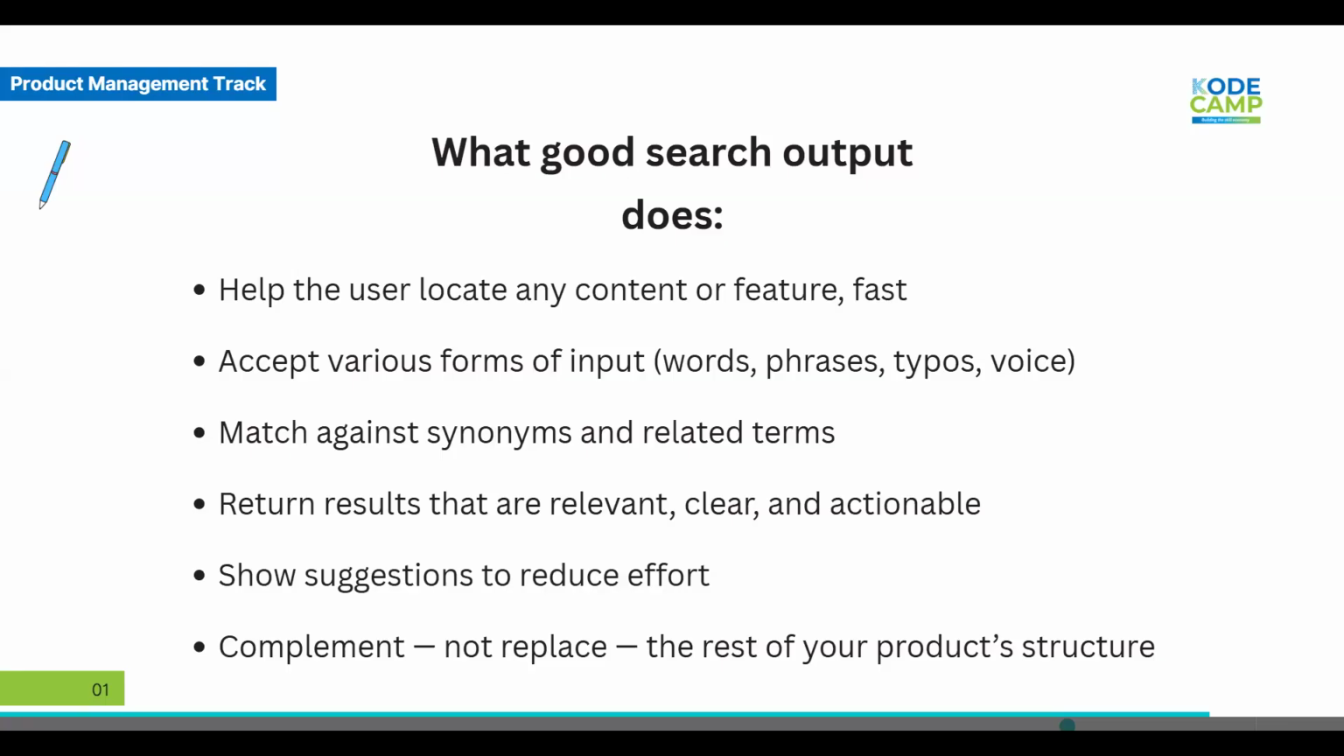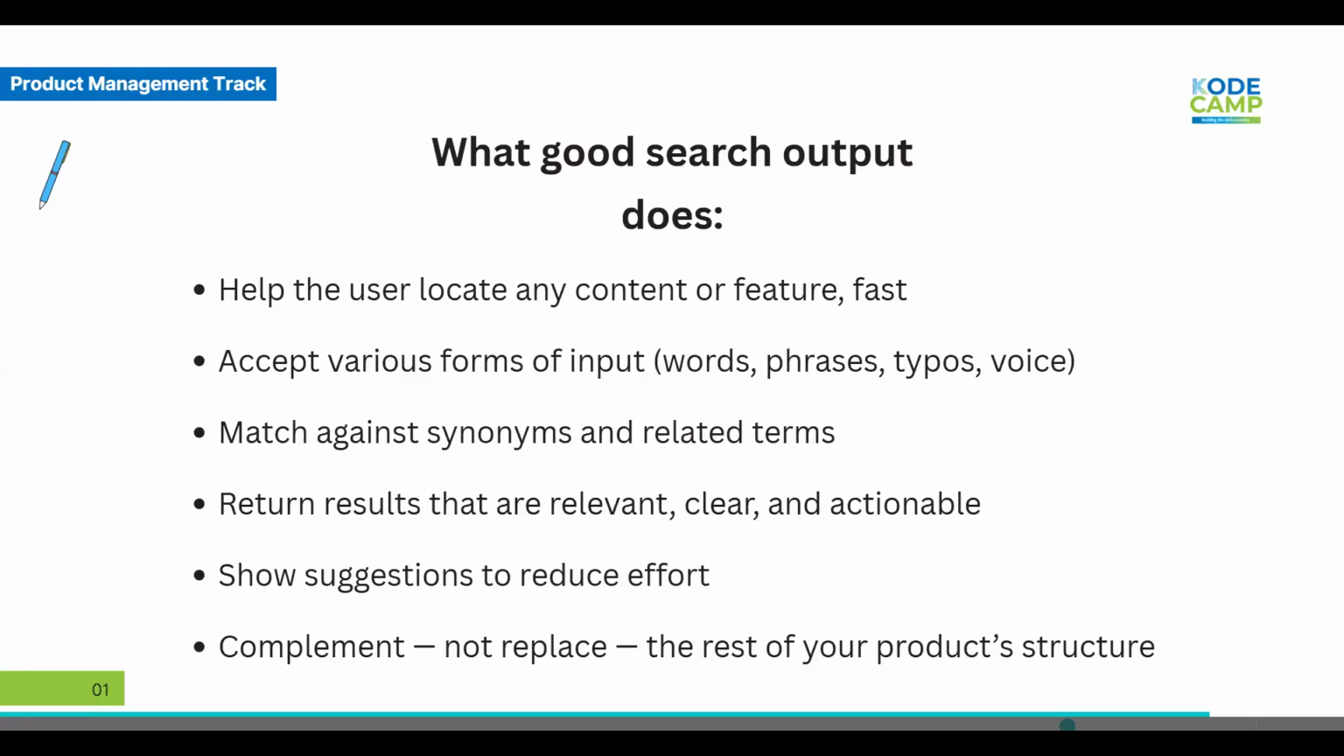Because at the end of the day, here's the goal. The user should never feel stuck. If they know what they want, they should be able to get to it instantly, either by clicking or by searching. That's the power of search. That's what makes your product feel smart. And that's the fourth pillar of a strong information architecture.